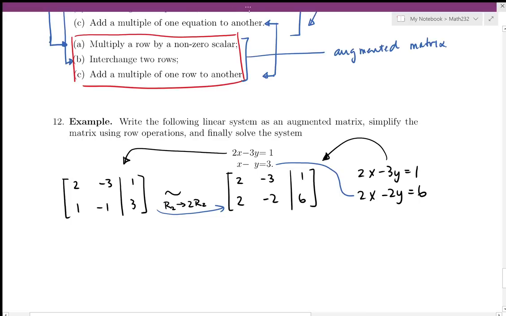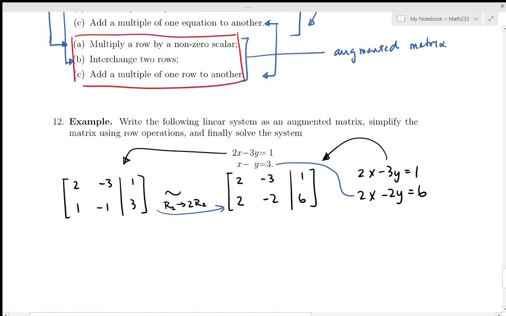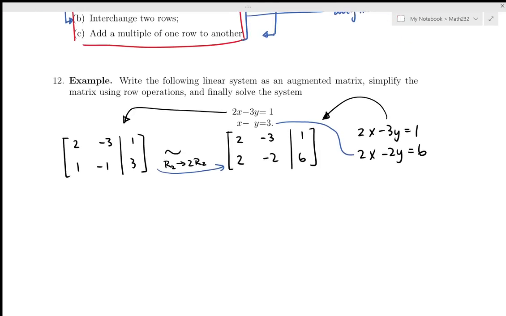I'm going to keep it in black here. Okay, let's see what's happening. Now what am I going to do? I'm going to take this augmented matrix here. I'm going to make a little tilde here. I'm going to do something.